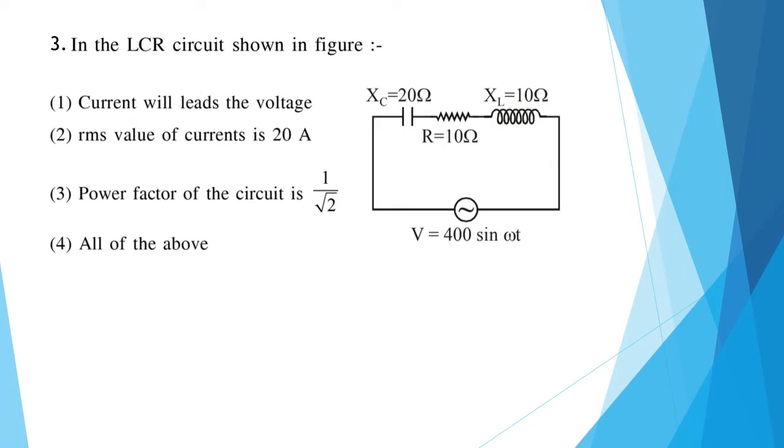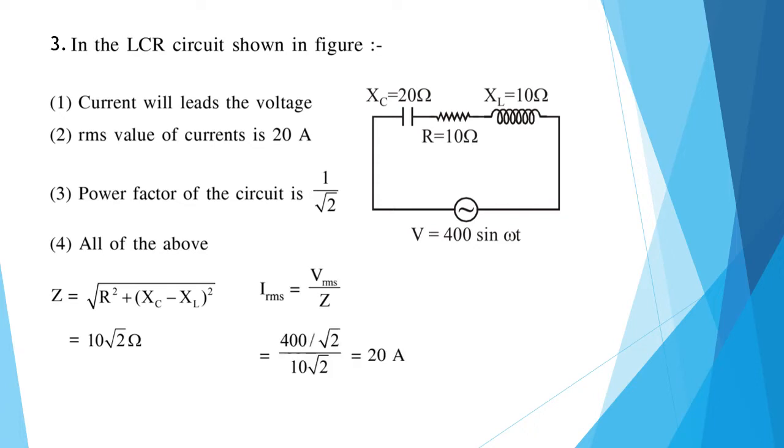Question 3. In the LCR circuit shown in the figure, we have to select which of the options is correct. As XC is greater than XL, therefore current will lead the voltage. Now we'll calculate IRMS. First we need to calculate the square root of R square plus (XC minus XL) whole square, which will be 10 root 2. Now from this we can calculate IRMS, which will be equal to VRMS by Z, and VRMS is 400 by root 2 and Z is 10 root 2. When we divide this we get 20 ampere. So IRMS is 20 ampere.